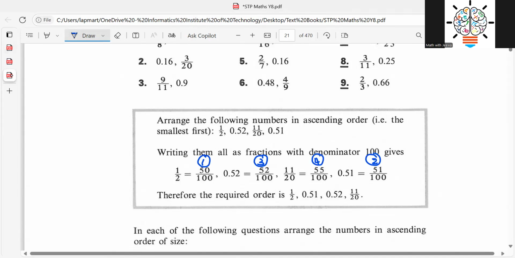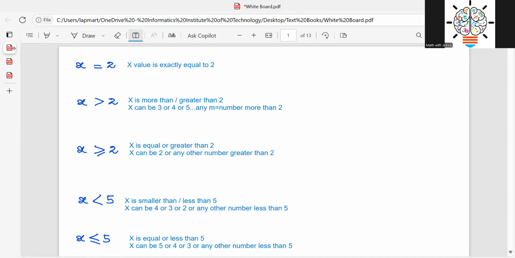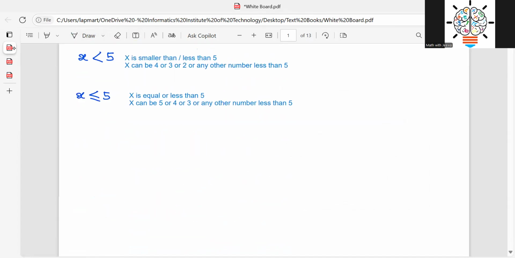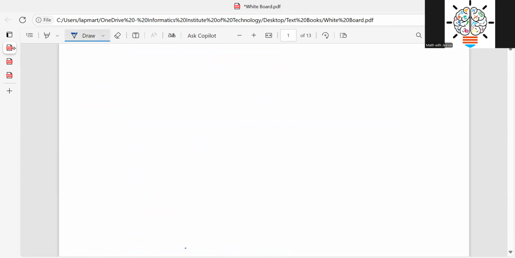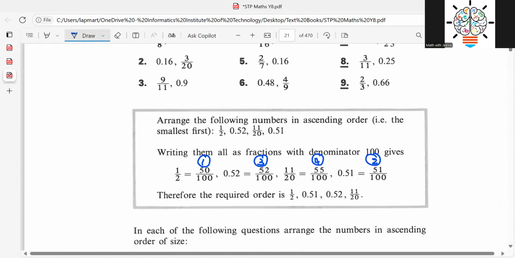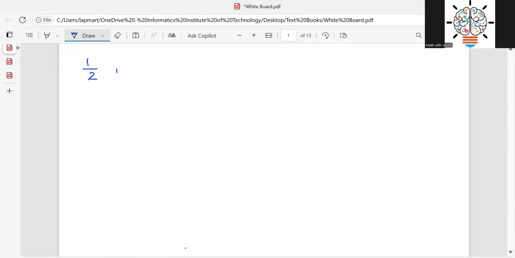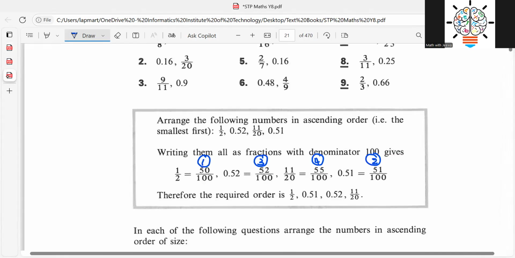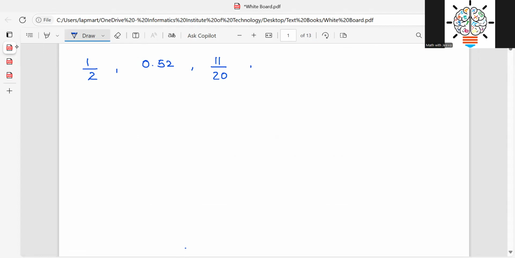You can mark it. I'll do it and show you the workings, children. So you can write down the answers this way. The answer that we have: 1 over 2, right? Then the next value, 0.52. Then we have 11 over 20. And then the last one we have is 0.51. Right? What I do here, children, is convert everything into fractions. So I go to the working column. This is how I'm doing it, right?